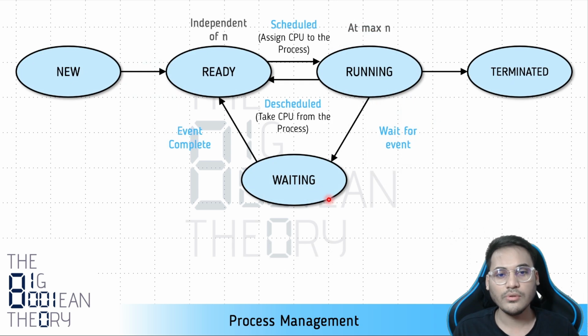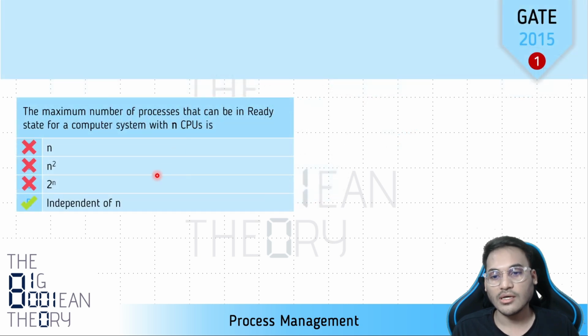If you visit this process state diagram, then we can say that the number of processes that can be running is limited by the number of CPUs. That is, if there are n CPUs in the system, then this number can be at max n. But for the processes that can be in the ready state, there is no correlation or restriction with the number of CPUs in the system. So this is independent of n. So the correct option is the last one, that is option D. The number of processes that can be in the ready state is independent of n, where n is the number of CPUs in the computer system.